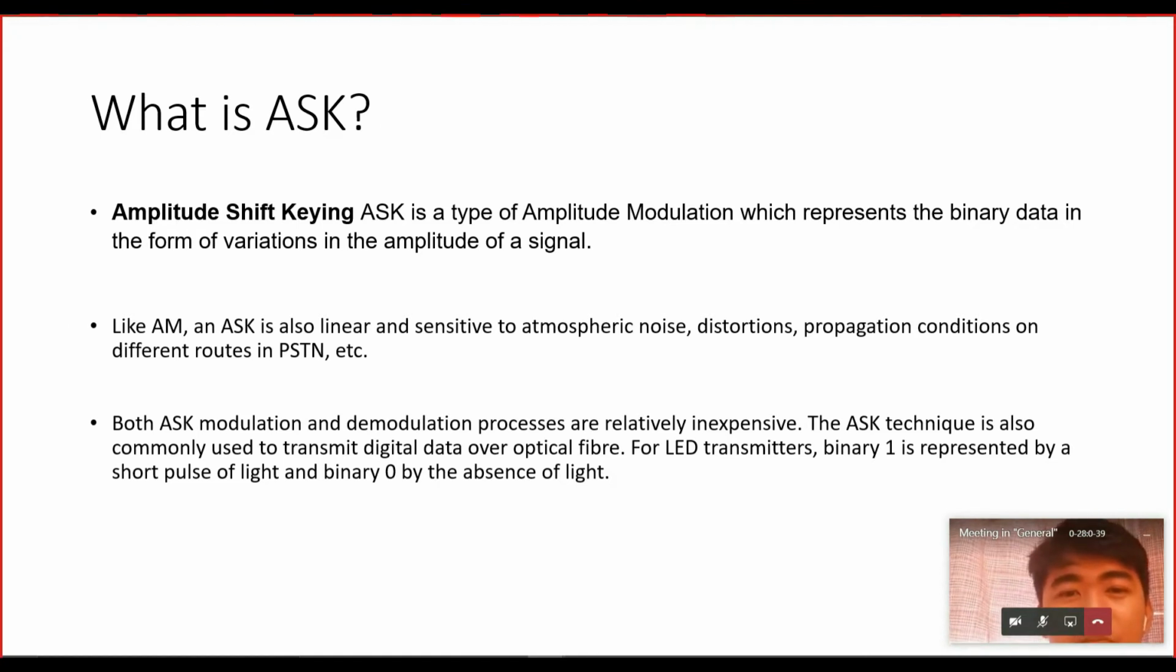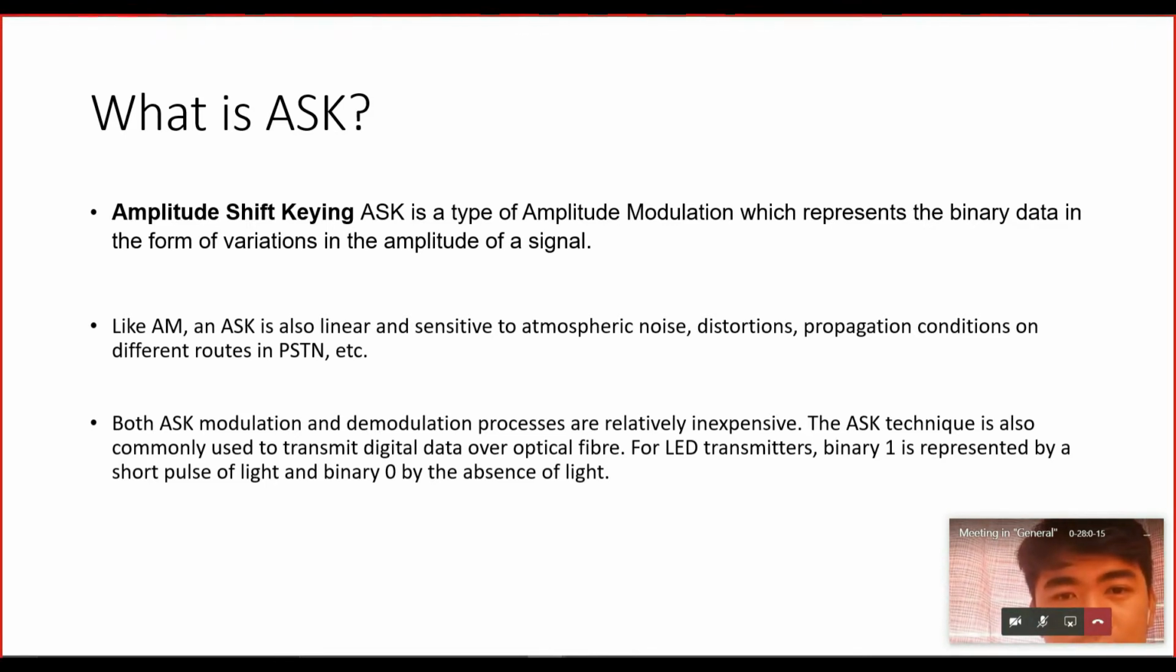What is ASK? Amplitude shift keying (ASK) is a type of amplitude modulation which represents binary data in the form of variation in the amplitude of a signal. Yung ASK po, AM din po siya. Binabago po niya yung amplitude ng carrier depende sa digital input.